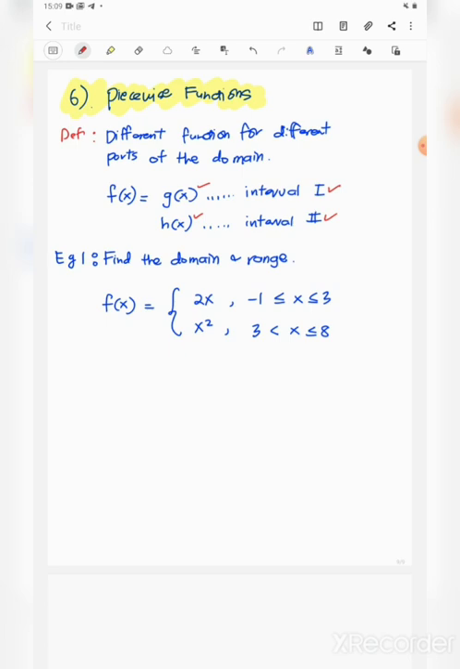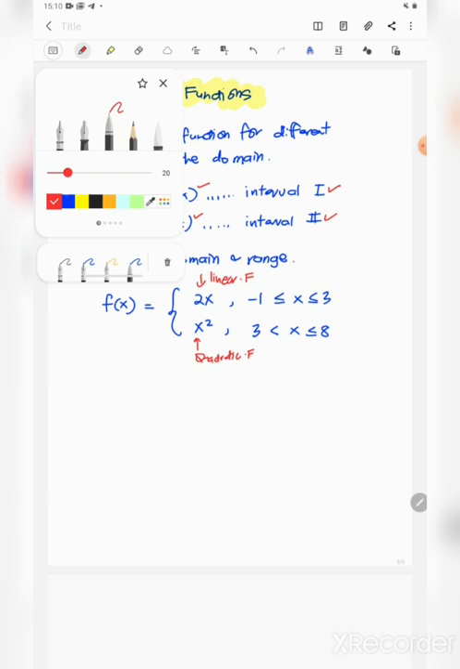Now example 1, find the domain and range. We have f(x) equal to 2x, where x is in between negative 1 and 3. We know this is a linear function. And for the second one we have x square, where the interval is between 3 and 8. This is quadratic. To find the domain and range, you have to sketch the graph, one by one.